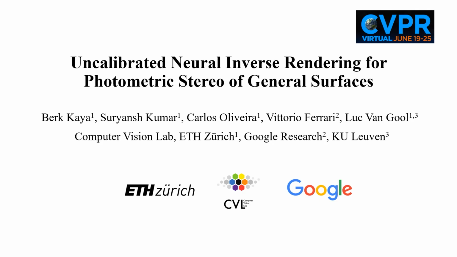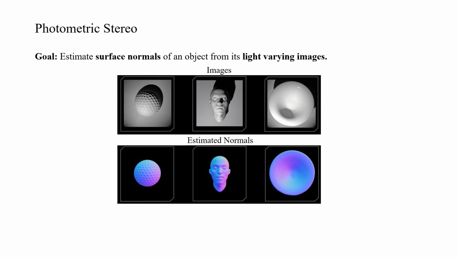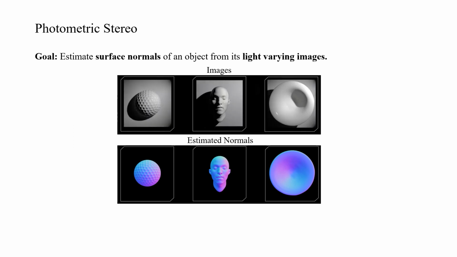Hi, I am Berkaya, and I am happy to present our work, Uncalibrated Neural Inverse Rendering for Photometric Stereo of General Surfaces. Photometric stereo aims to estimate surface normals of an object from its light varying images. This problem is usually studied under the calibrated setting, where light source direction and intensity information is given. However, exact calibration of light sources is difficult.